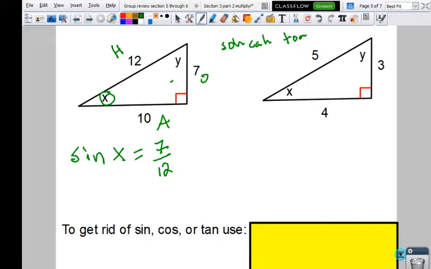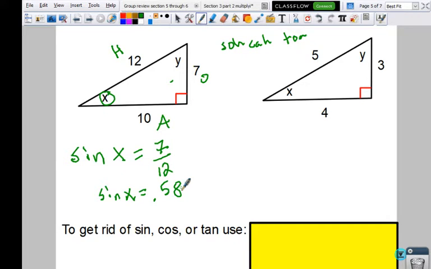So we got to be careful. To start, let's just go 7 divided by 12. I can just plug that into decimals real quick. It's gonna be 0.58. So I get sine of x equals 0.58.